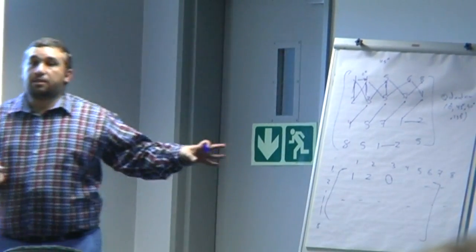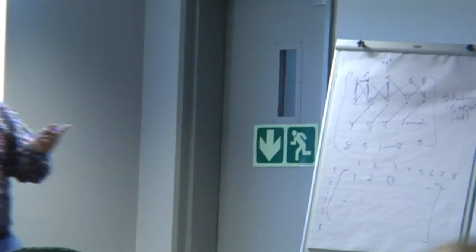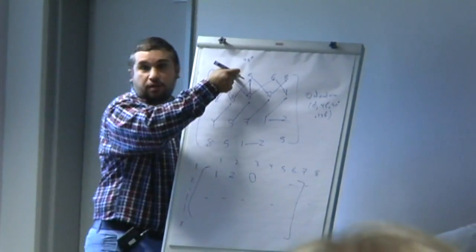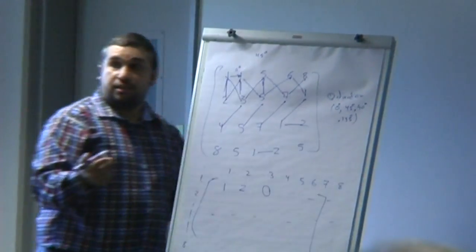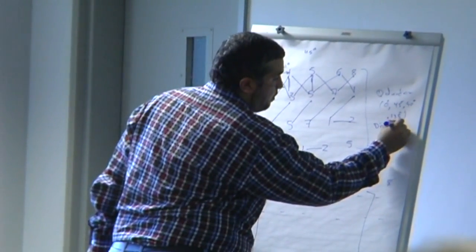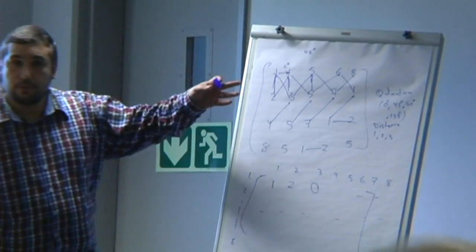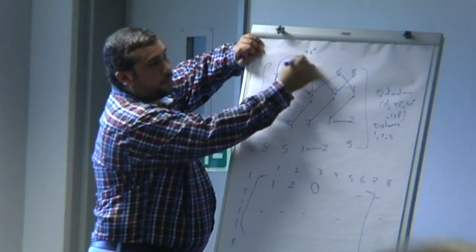Also, there is another parameter. If you look at this one, we only take the distance 1, so we go from 1 to 1. So we have another parameter, which is the distance, and it could be 1, 2, or 3. So if it is 2, then we compare 1 to 5.